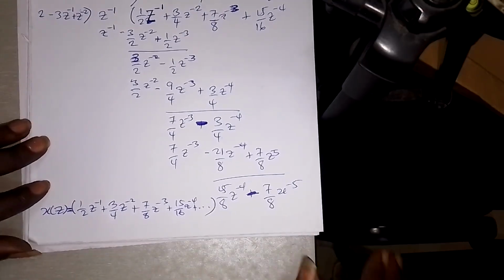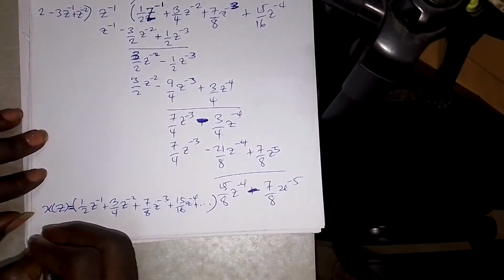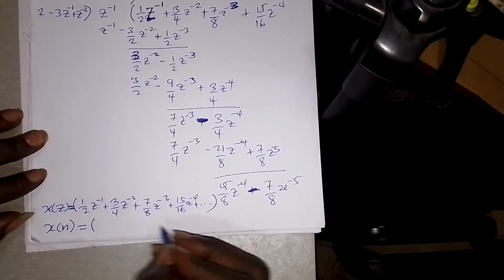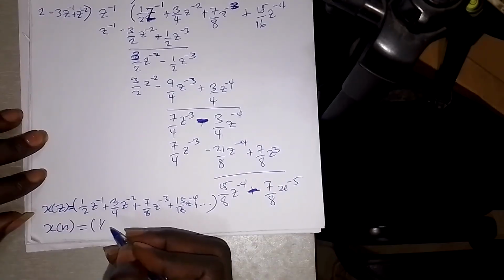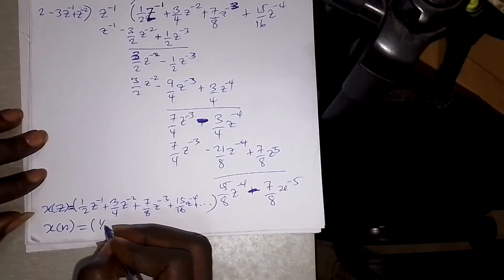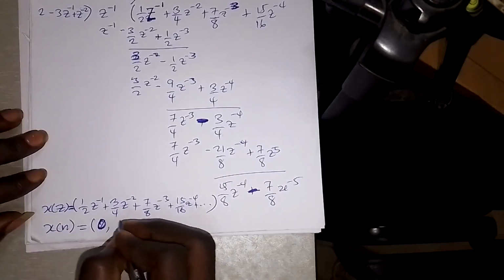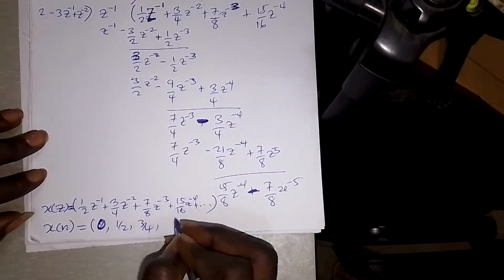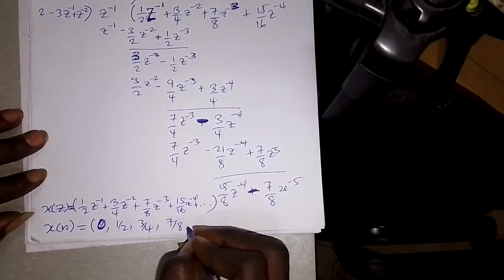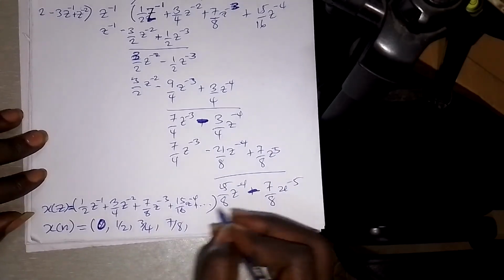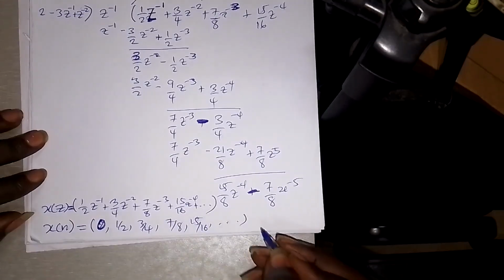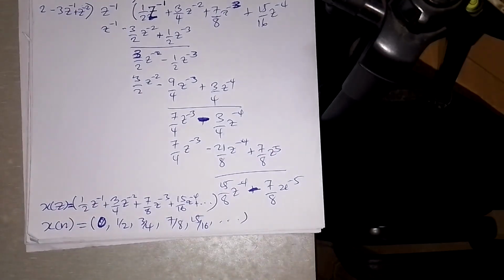Alright, so now what is the x of n in this particular case? So the x of n here is going to be this particular series that we're going to have. We're going to have 0, then 1 over 2, then 3 over 4, then 7 over 8, then 15 over 16. Okay, then it continues to infinity. So that is how you can solve this question.